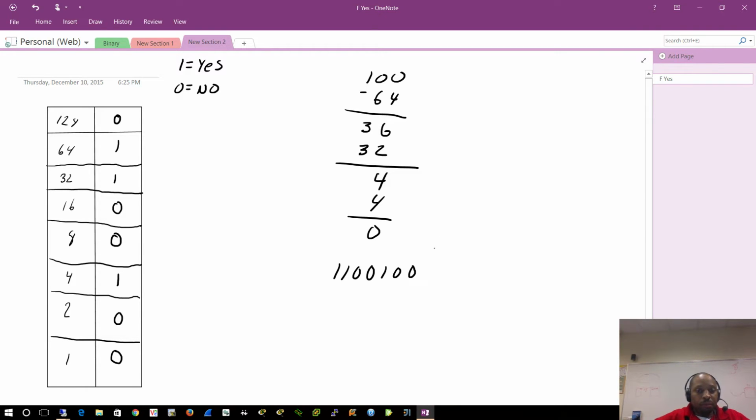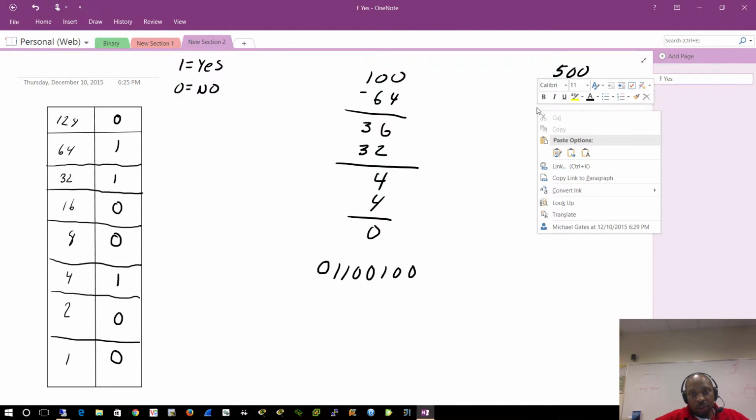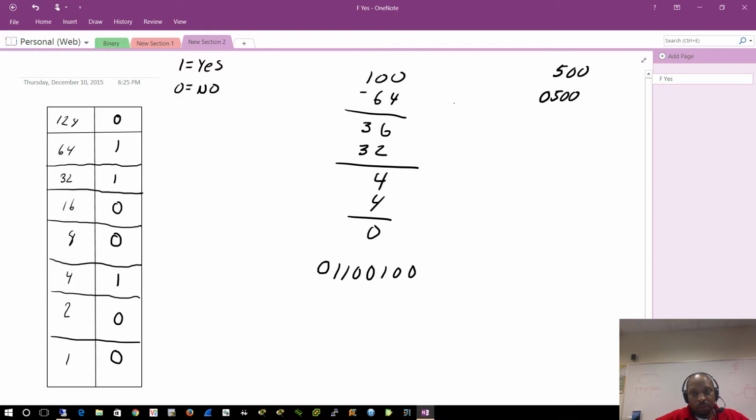Alright. You could write 0 here if you wanted to keep it all 8 bits. But just like in your normal life, if I asked you to write the number 500, you'd write it 500. Right? You wouldn't write 0, 500. You could. They both mean the same thing. But this is kind of silly putting that leading 0 there. So, alright, you want to do another one? Let's do another one.